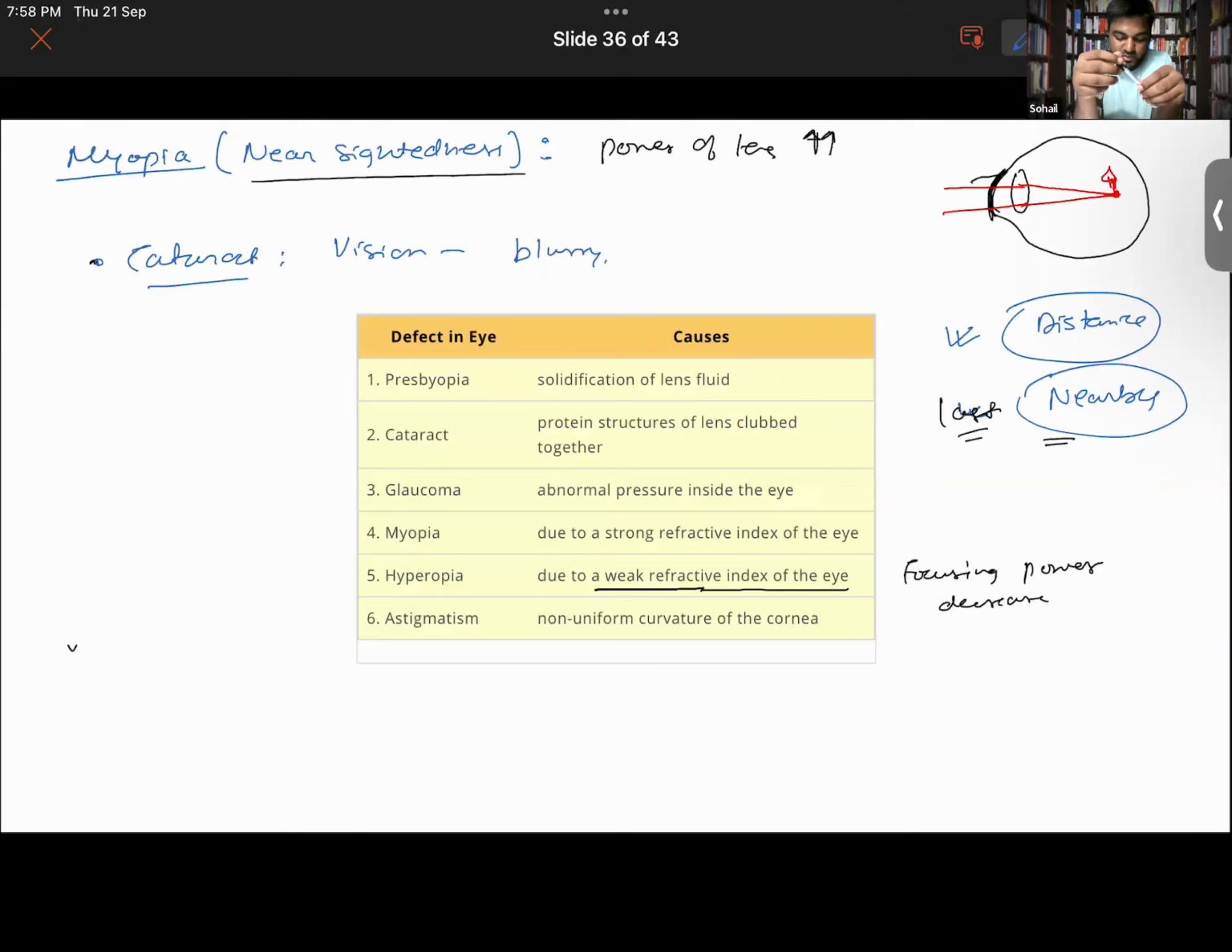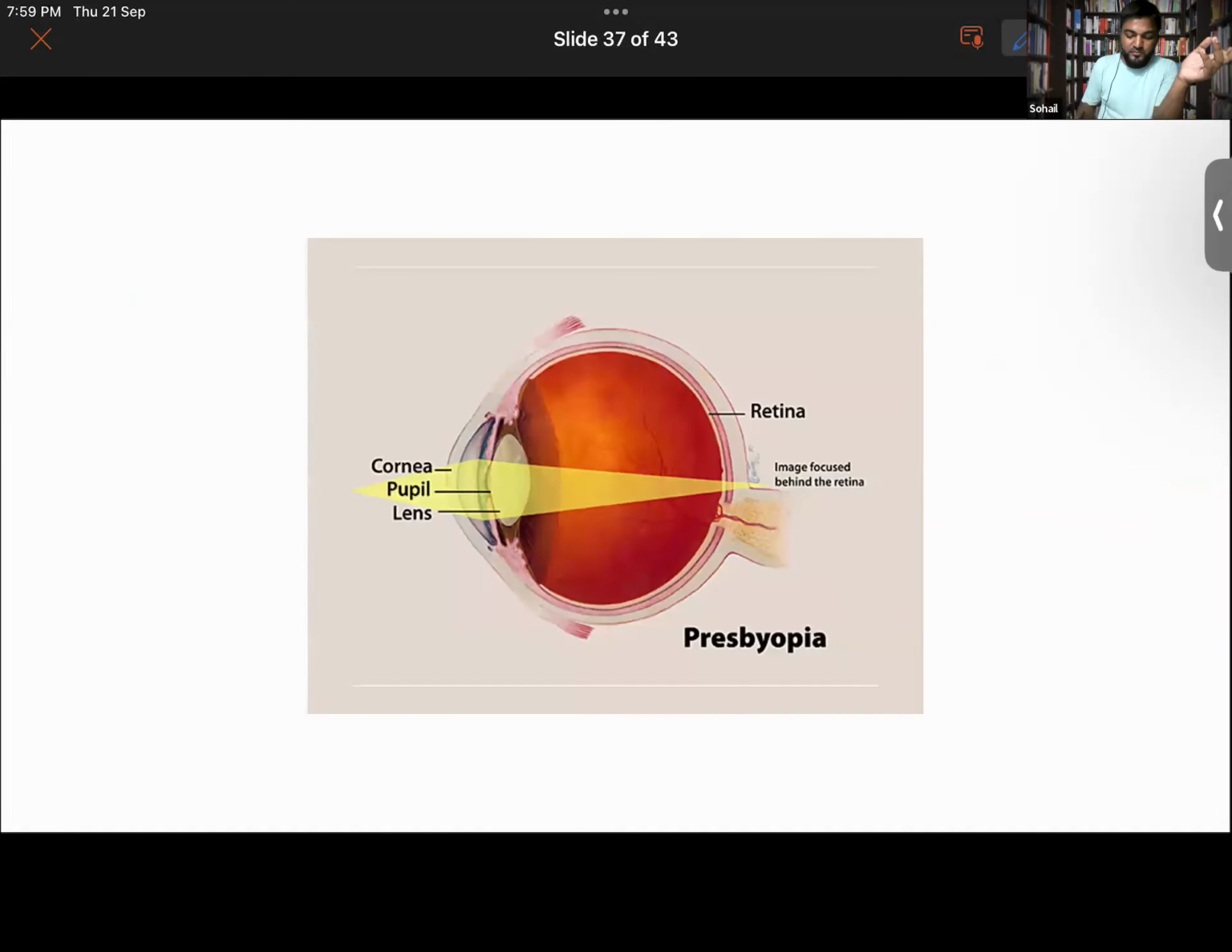So some of the problems that develop in the eye have been listed here: presbyopia, cataract, glaucoma, myopia, hypermetropia or hyperopia, and astigmatism. Let's talk about them in detail. Now look at what happens in presbyopia. Solidification of the eye lens takes place here. This lens is not like the magnifying lens that you use. In its structure, it is different. It is made up of fluid material, not solid.